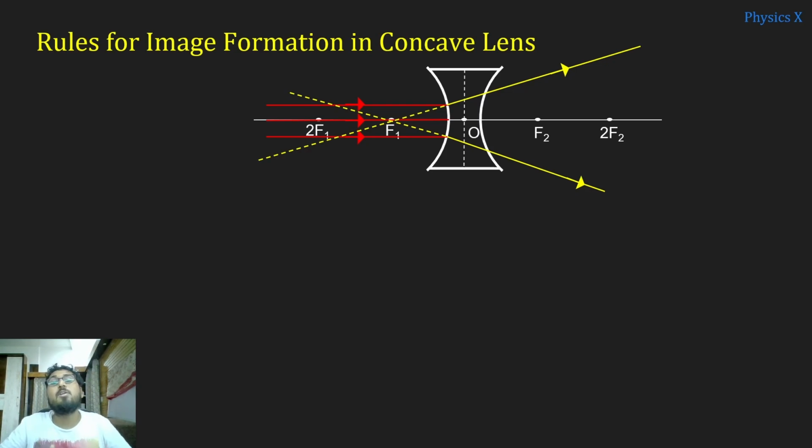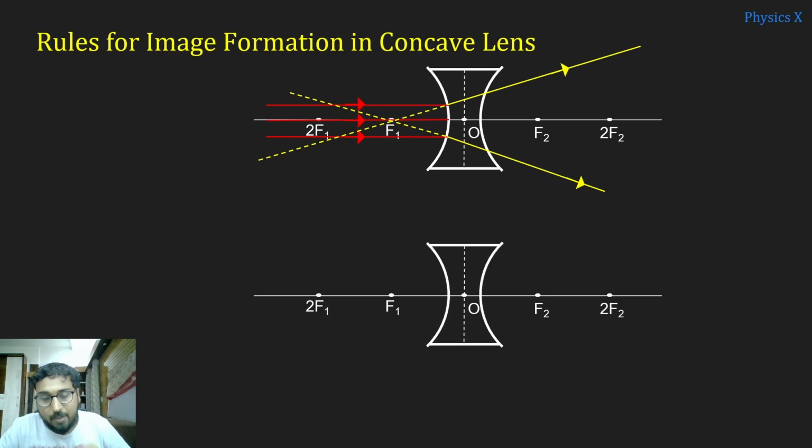So this is your first rule. The first rule is that when the rays are coming parallel to the principal axis, they tend to diverge after refraction. But the observer finds that these rays appear to come from this f1 point. That is called the virtual focus. The second law is similar: when the incident ray is made to pass through the optical center, it will go unrefracted.